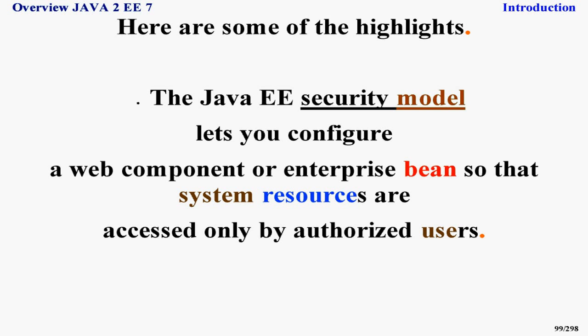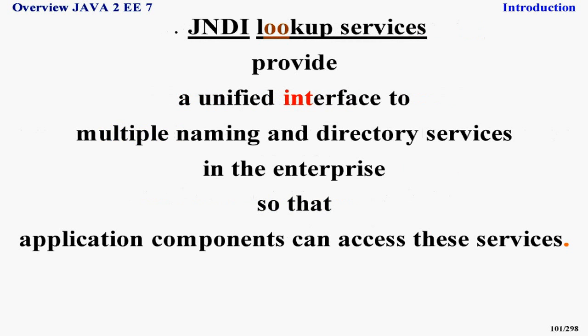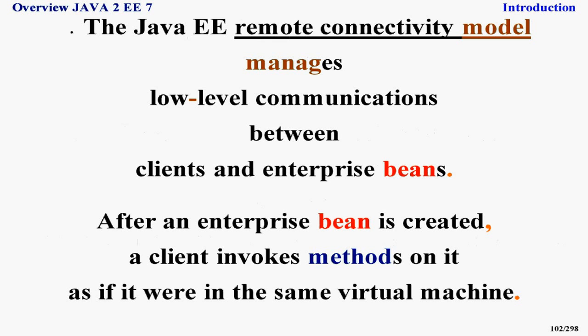The Java EE security model lets you configure a web component or Enterprise Bean so that system resources are accessed only by authorized users. The Java EE transaction model lets you specify relationships among methods that make up a single transaction so that all methods in one transaction are treated as a single unit. JNDI lookup services provide a unified interface to multiple naming and directory services in the enterprise so that application components can access these services. The Java EE remote connectivity model manages low-level communications between clients and Enterprise Beans.